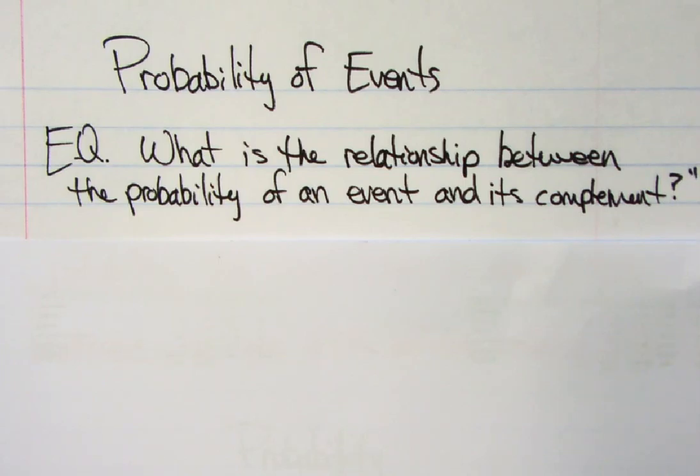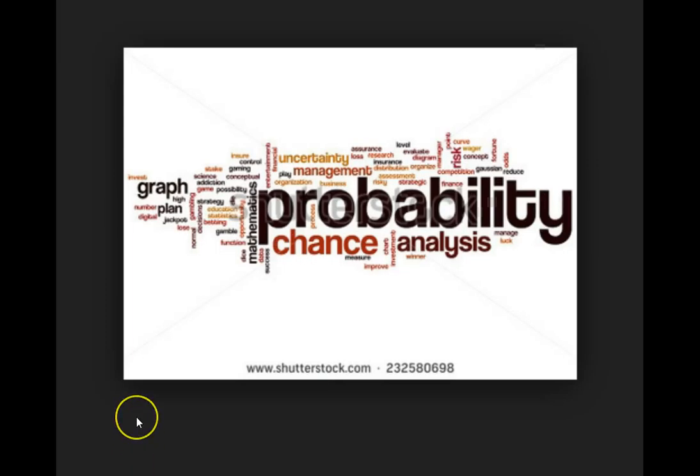All right, for our last chapter, we're going to talk about probability of events. What's the relationship between the probability of an event and its complement? That's our essential question today. So we're talking about probability. You've probably seen this before in previous classes.